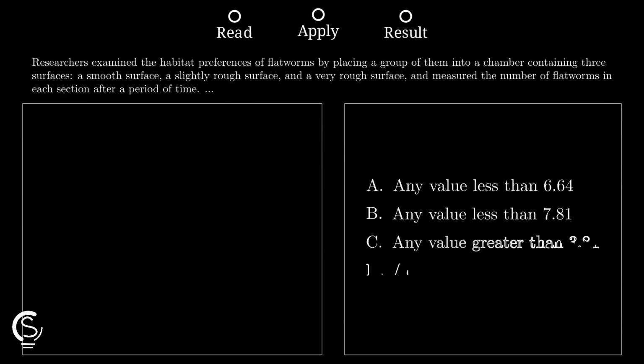First, we identify our categories to find the degrees of freedom. Since there are 3 surfaces, we subtract 1 from 3 to get 2 degrees of freedom for this specific test.